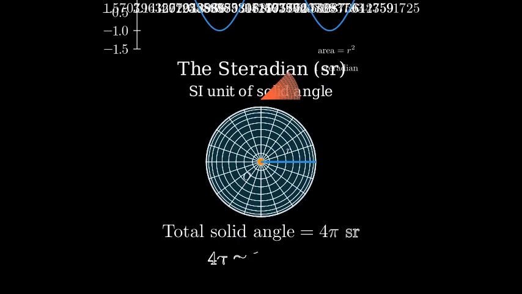Since the total surface area of a sphere is 4 pi r squared, a complete sphere contains 4 pi steradians, which is approximately 12.57 steradians.